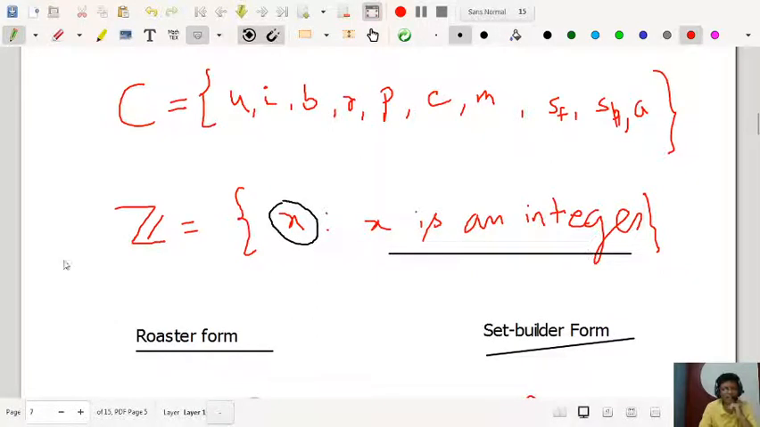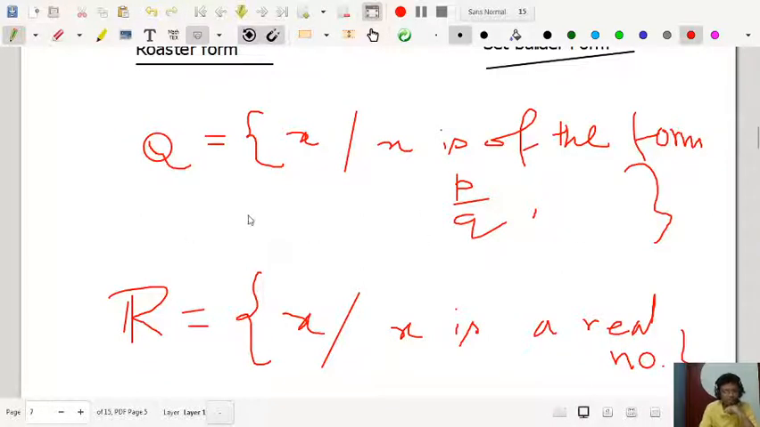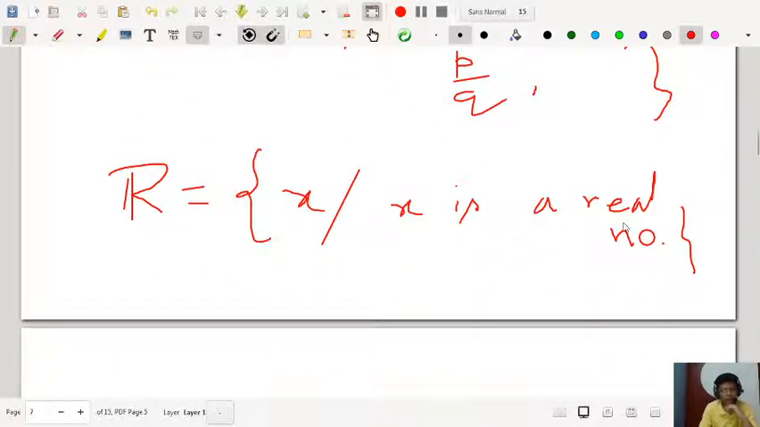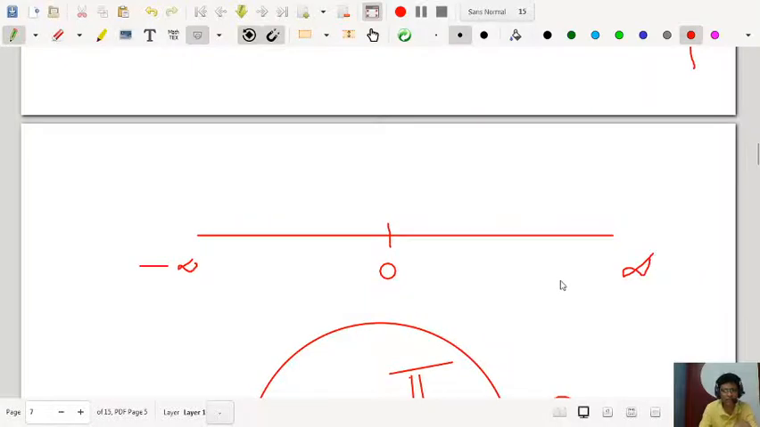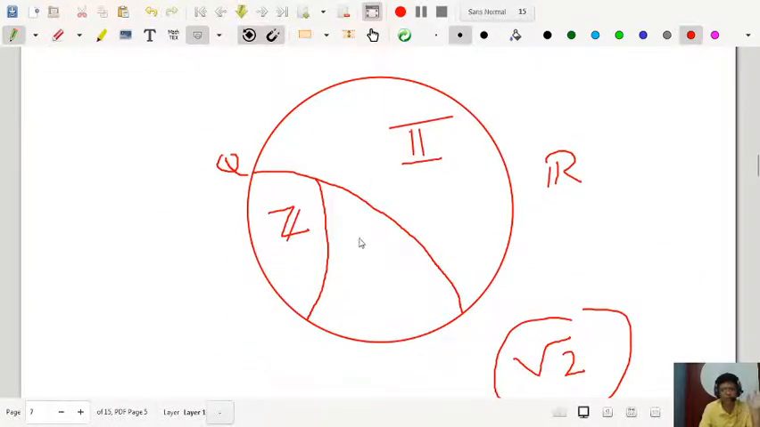And what about Z, the set of integers? Is it finite? No, it's infinite. What about the set of rational numbers? Infinite set. What about the set of real numbers? Obviously, it is infinite. Real numbers are a huge set. It contains Z, rational, irrational, all these things, and natural numbers also. If the subsets are infinite, that set itself will be infinite.